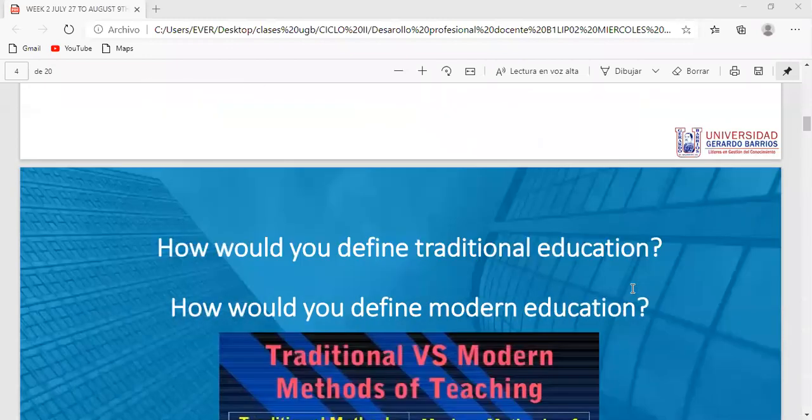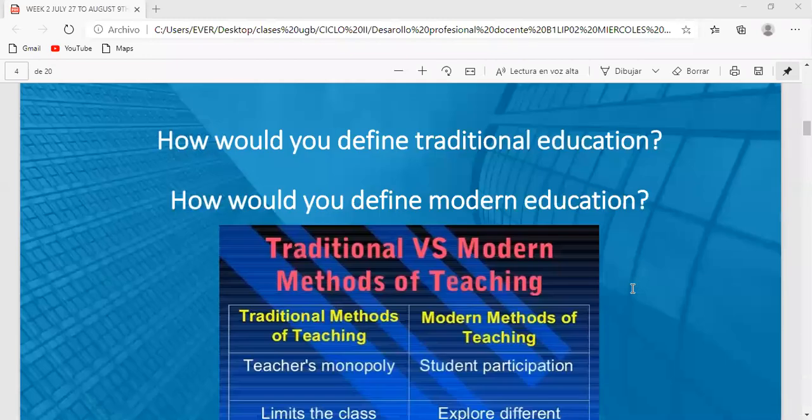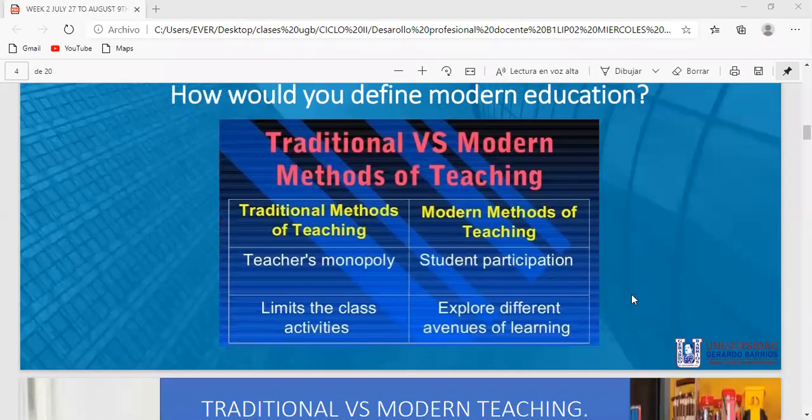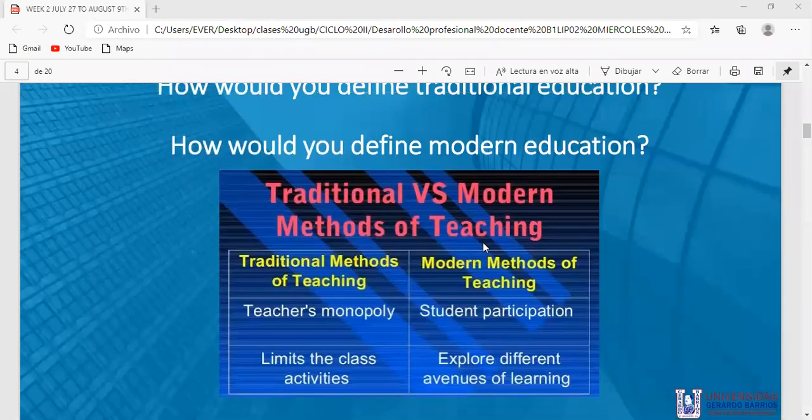Right now, we will have a short discussion in small groups. You're going to answer these 2 questions. Question number 1, how would you define traditional education? And number 2, how would you define modern education? These are the 2 questions that we're going to be discussing.